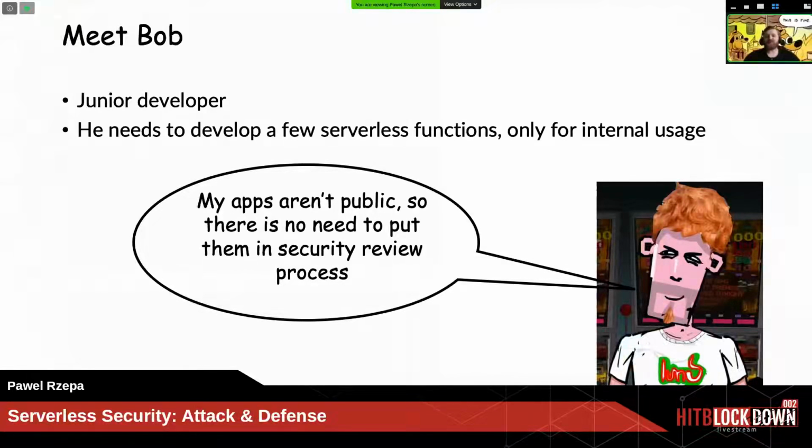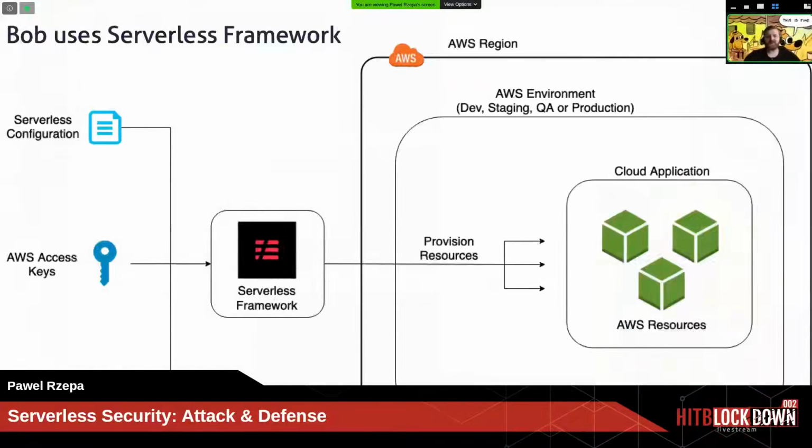Which is pretty common approach, unfortunately, because in the monolithic architecture, everybody thinks that you cannot access those internal applications from the public internet. However, in serverless, the situation looks a little bit different, what will be presented in the next slides. Furthermore, Bob uses serverless framework, which is the most common way to deploy the applications in AWS. The serverless framework based on serverless configuration file generates the CloudFormation templates and also zip your Lambda functions with all the dependencies. All those steps, of course, can be done manually, but the serverless framework automates most of such steps and makes developers' life much easier.